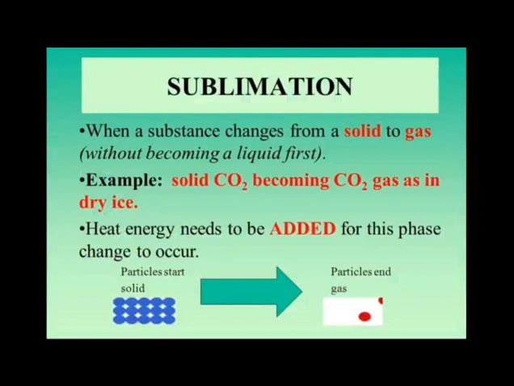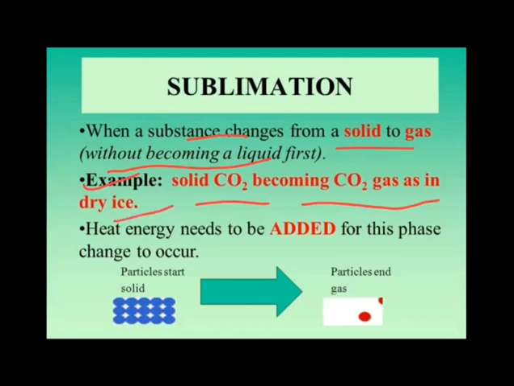When a substance changes from a solid state to a gas state directly without becoming a liquid first, the process is known as sublimation. There are so many examples of sublimation, like solid CO2. CO2 means carbon dioxide. Solid carbon dioxide becoming carbon dioxide gas, as in dry ice. So dry ice is an example of sublimation.